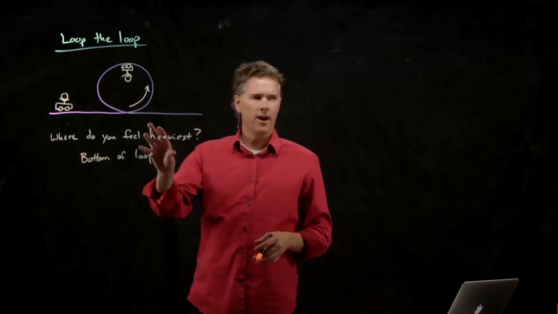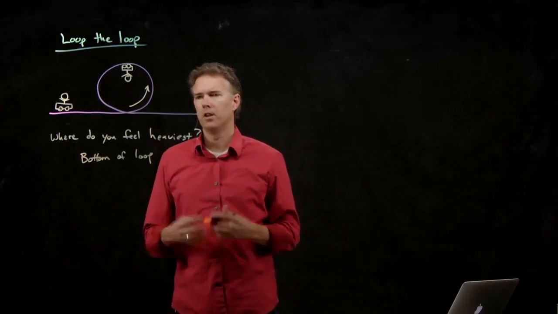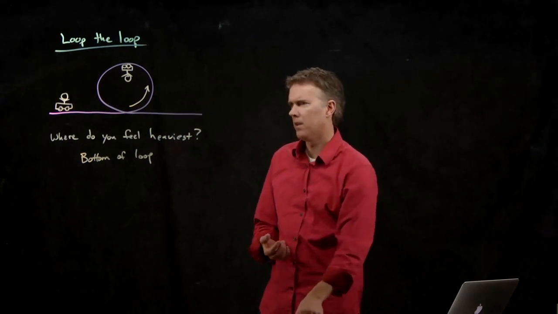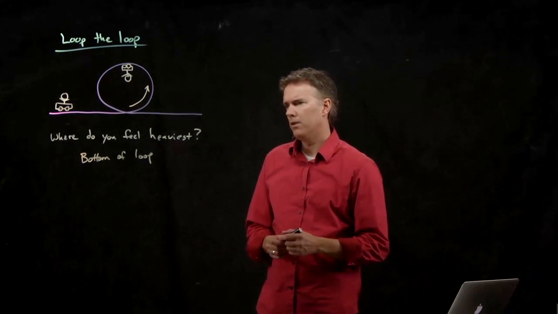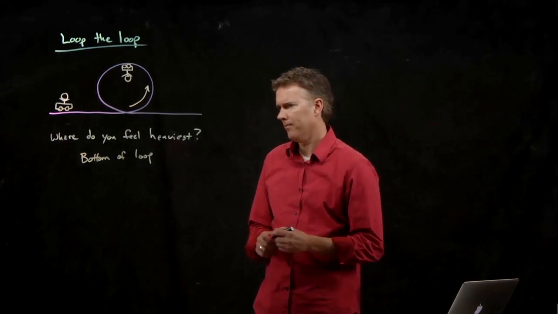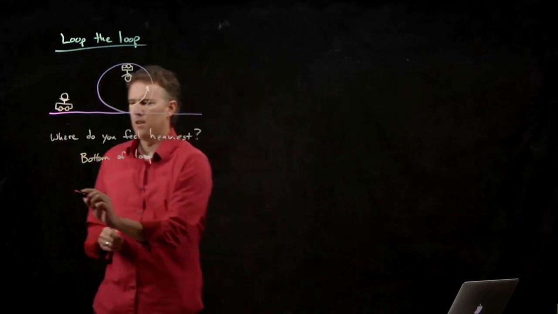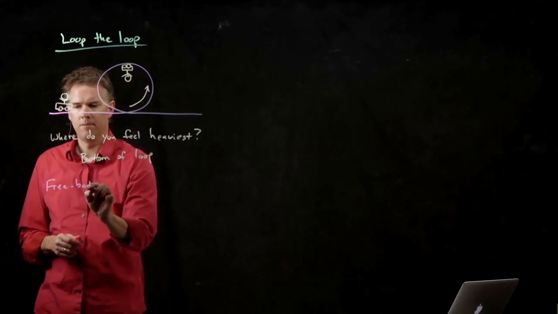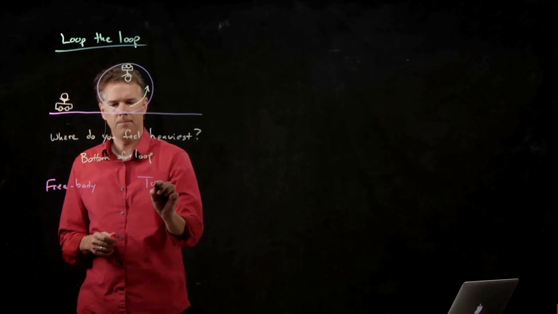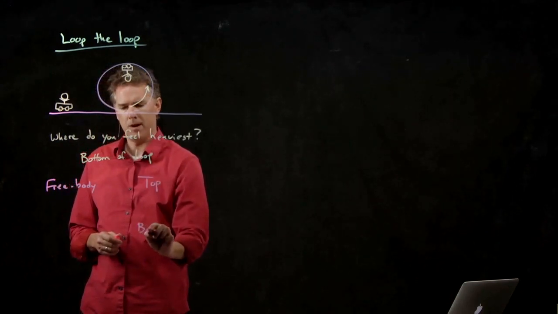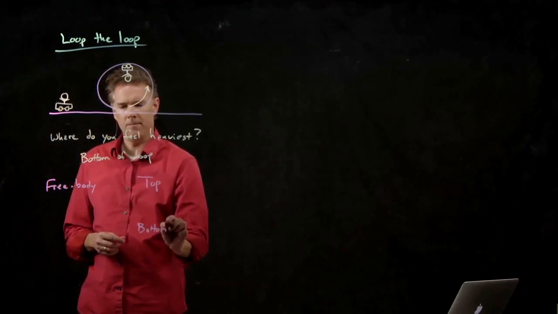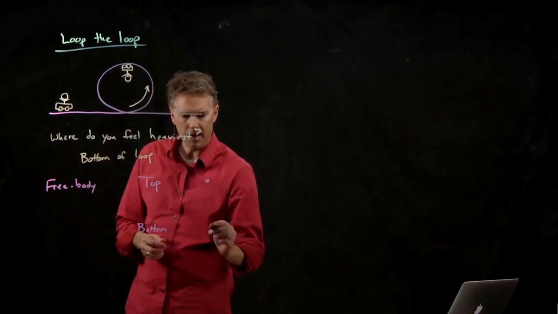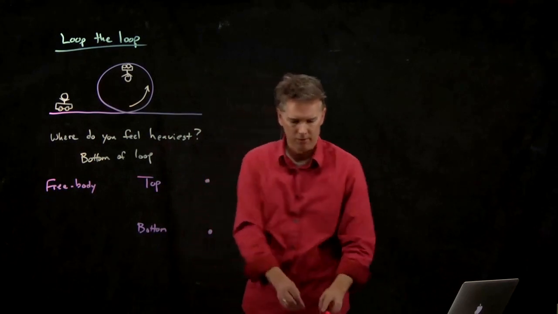So how do we figure out how to analyze this in terms of rotational motion, what we know about rotational motion? Well, to do this, we need to draw our free body diagram. And let's think about the free body at the top and at the bottom. So here's our point at the top, and here's our point at the bottom as we go around this loop.